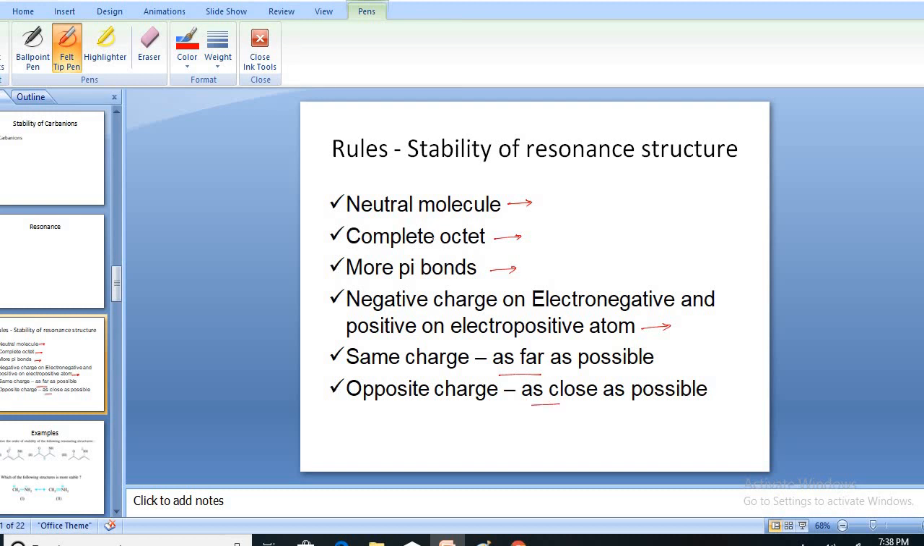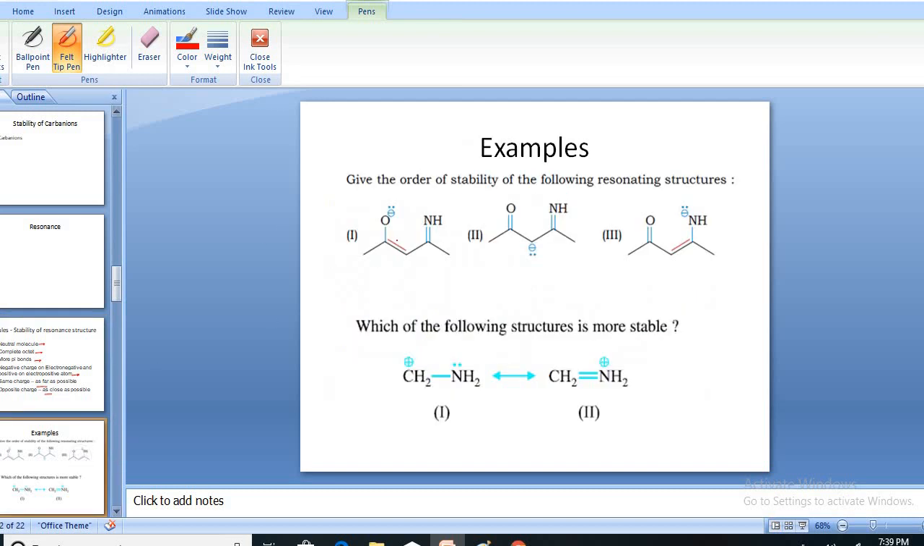Now let's say if you have a series wherein one is a neutral molecule and the other is a complete octet, then you would definitely choose the neutral molecule. If you have a choice between a neutral molecule and pi bonds, then neutral molecule. If you have a complete octet and charge, then you would choose complete octet first instead of charge, right?